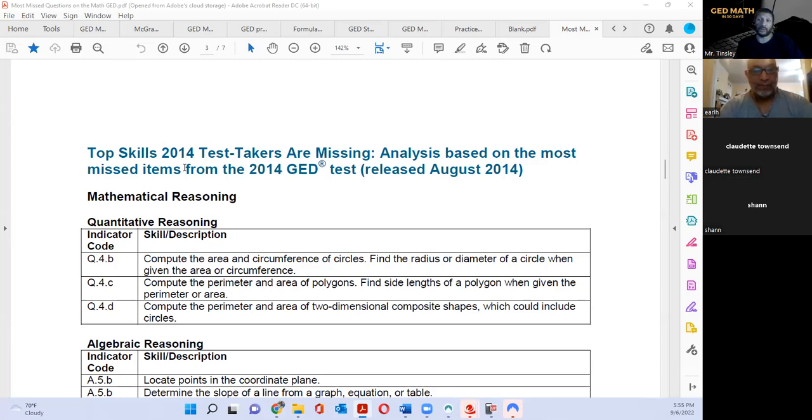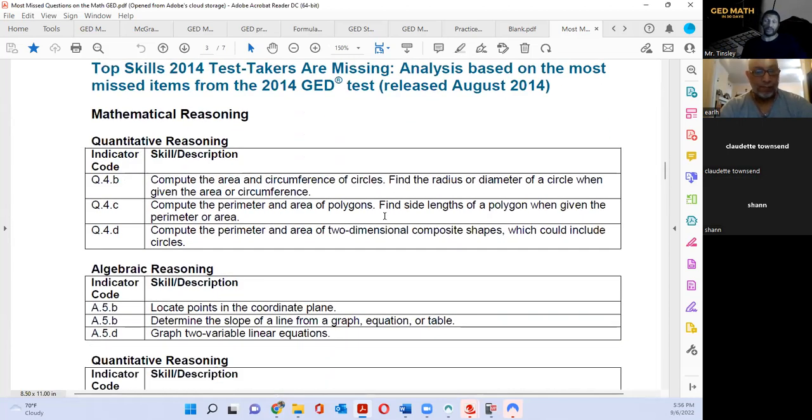The question you asked was, they give you certain formulas on the formula sheet. But what I wanted to explain to you is this. So if you look at some of the most missed questions, right?